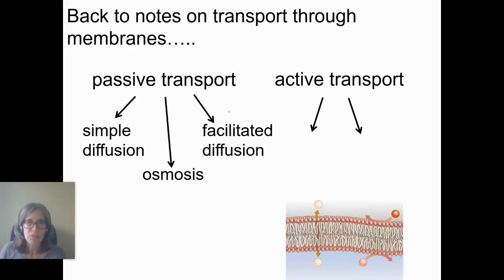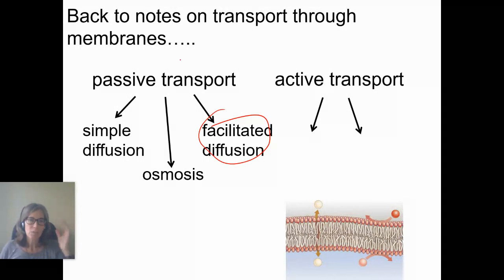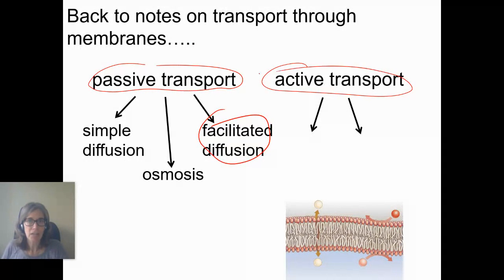Today I want to go over facilitated diffusion. So let's put it in context of where we are in the notes. We're looking at how things move in and out of cells. And so we have passive transport versus active transport.